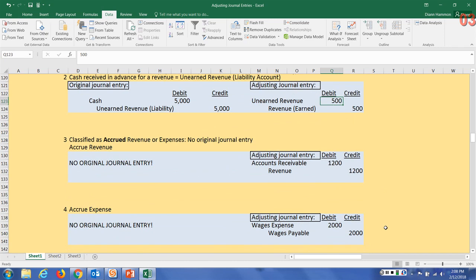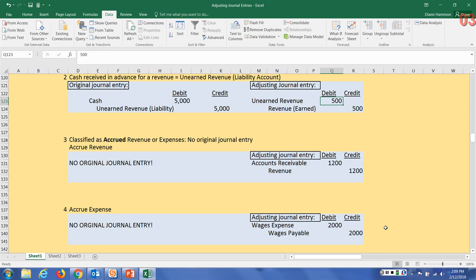Next, if your items are classified as accrued revenue or expenses, there was no original journal entry. These are just some items that you're going to recognize now. So no original journal entry, no cash changed hands in the beginning. Now it's just time to look and see what do we need to do. So first we have the accruing of revenue. To accrue means we're going to write it down. We're going to prepare the journal entry. We're going to record it in the books.